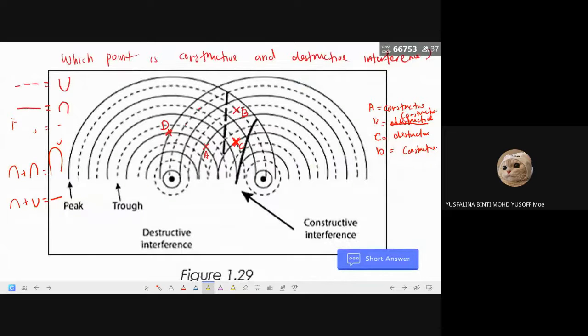So this is A, and let's say they didn't use constructive. So they use anti-node or node. For A, B, and D, we call it an anti-node because that is where the constructive interference occurs. While point C, we call it a node because that one is destructive interference. So you can use these two terms to describe whether it's constructive or destructive. Constructive is anti-node, while node is destructive.